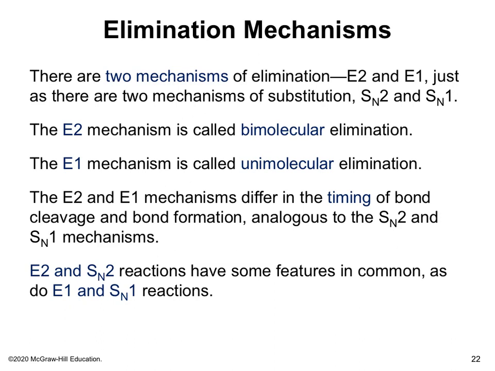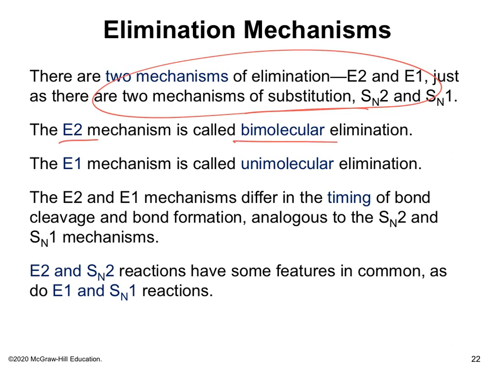Now this is how to synthesize alkenes. We're going to do elimination in E2. The 2 stands for bimolecular. E1 stands for unimolecular.